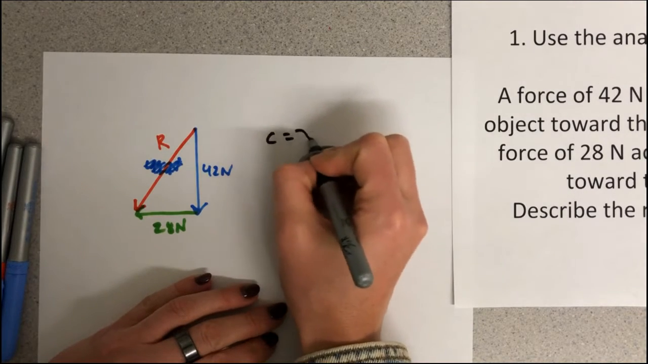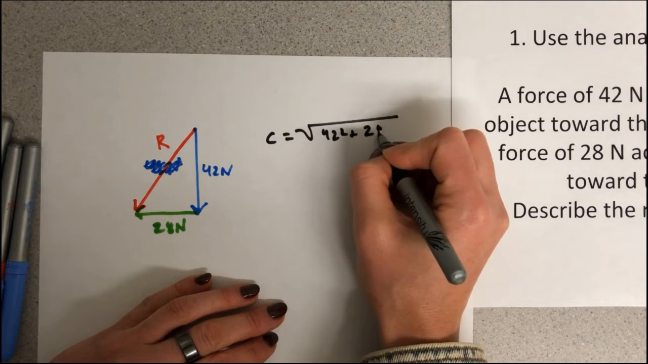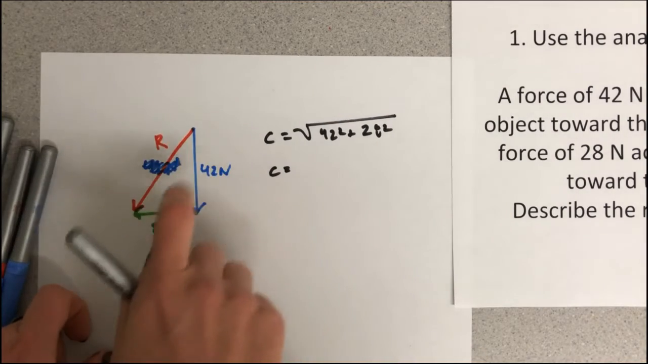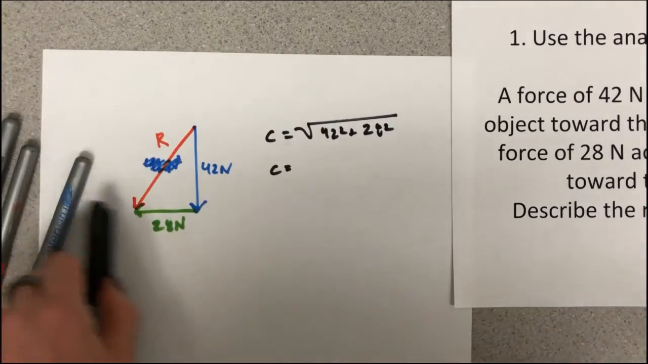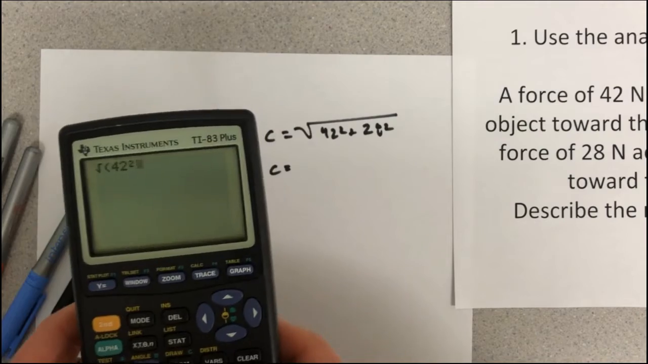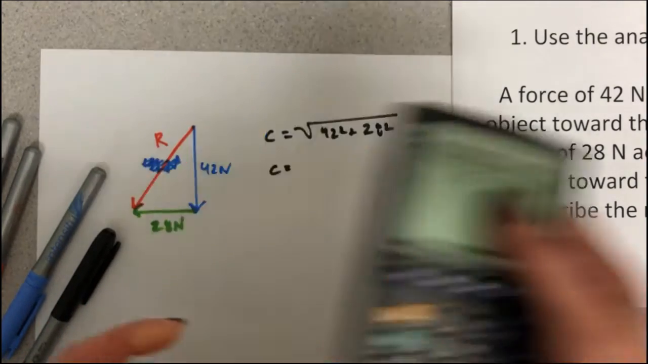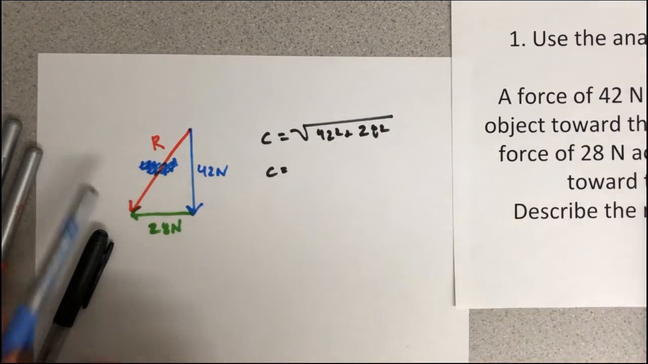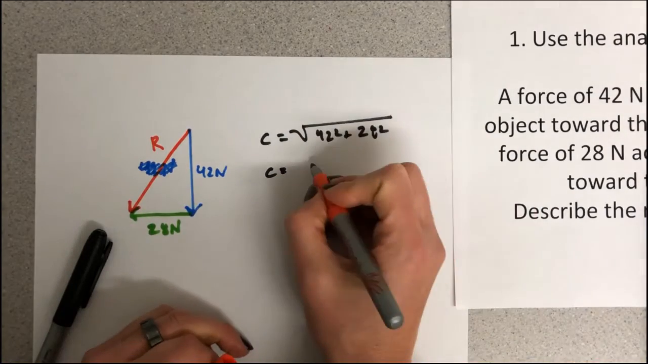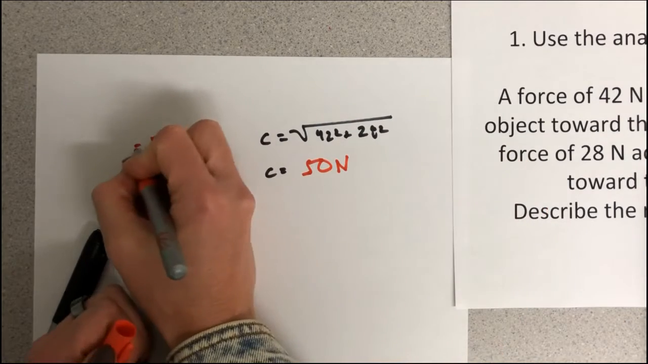So C equals the square root of A squared plus B squared, C, which is the resultant. This is A squared plus B squared equals C squared. So square root of 42 squared plus 28 squared, and I'm gonna get 50.5. Okay, I'm just gonna call it 50. Keep it simple. 50 newtons. So that's this, 50 newtons.